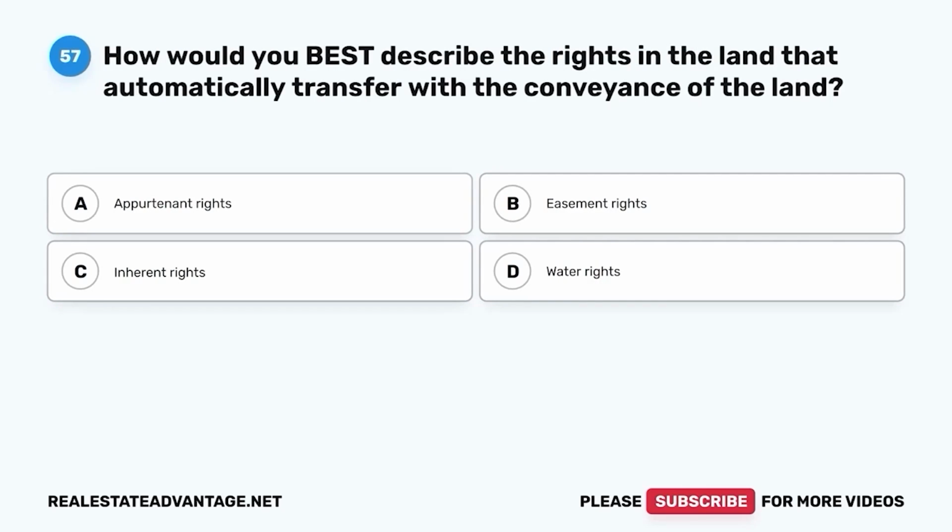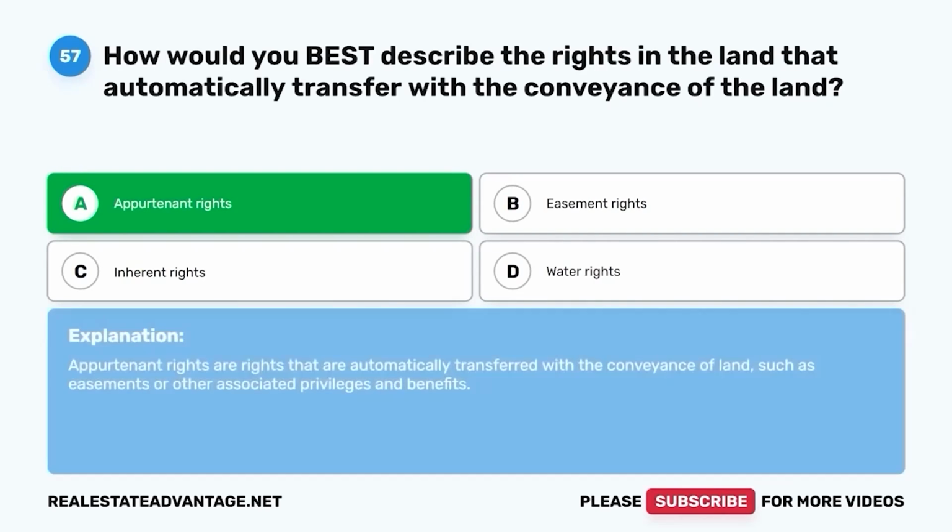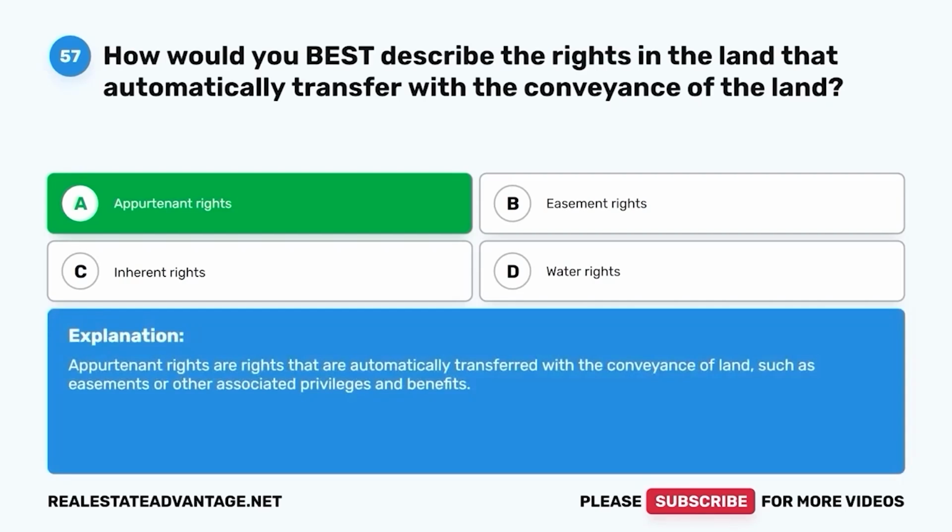Question 57. How would you best describe the rights in the land that automatically transfer with the conveyance of the land? A, appurtenant rights. B, easement rights. C, inherent rights. D, water rights. The correct answer is A, appurtenant rights. Appurtenant rights are rights that are automatically transferred with the conveyance of land, such as easements or other associated privileges and benefits.